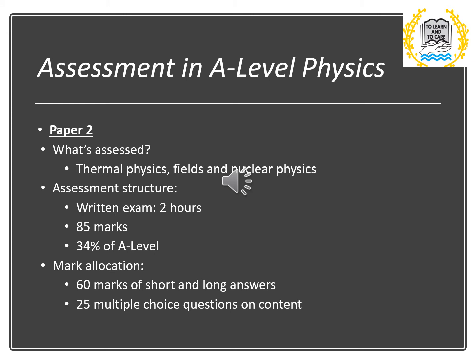Paper 2 is made up from your final compulsory components, which are thermal physics, fields and nuclear physics, plus it also can ask questions from your year 1 material. Again, it's 2 hours long, 85 marks, 34% of your final A level, and 60 marks short and long answers with another 25 multiple choice questions.